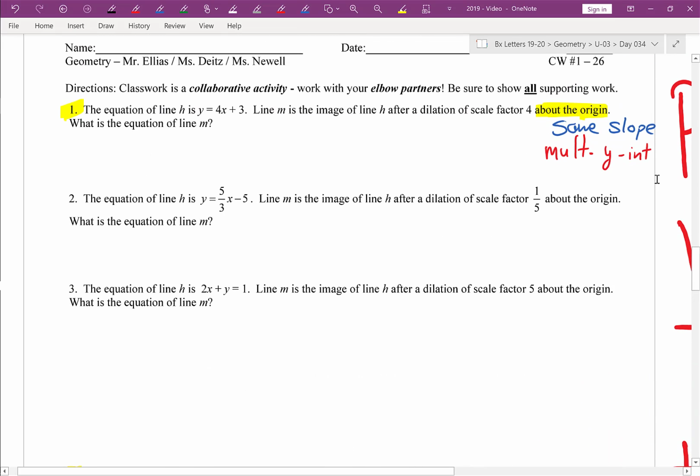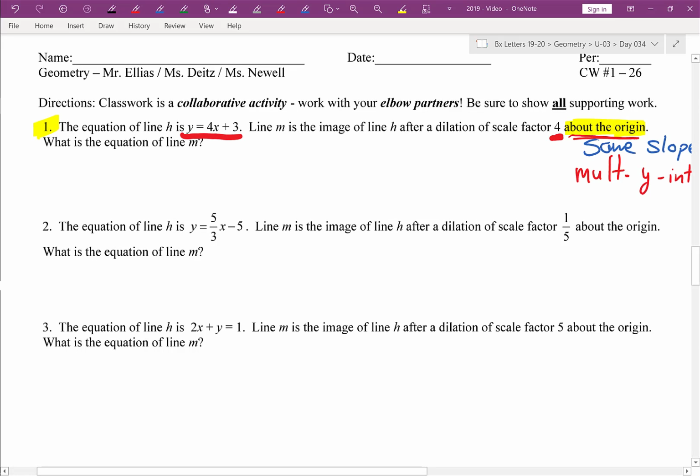So, for number 1, I annotate and I say, okay, look, it's about the origin. So what's important is this scale factor 4 and my equation. That equation's nice and neat. It's y equals mx plus b. So I can see that my slope is next to x. It's the 4. So when I go to write my dilated equation, it needs to be parallel.